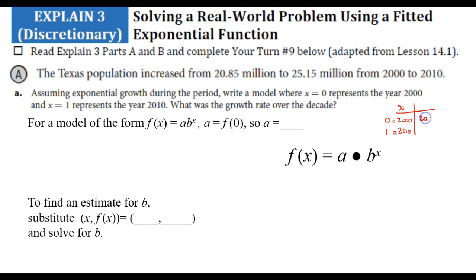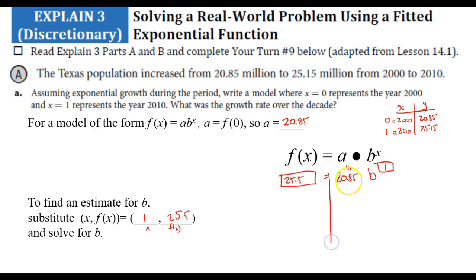And their populations were 20.85 million to 25.15 million. First thing we're going to do for this model, we'll see that it did start at about 20.85 million people. So we're going to plug that in for our A value because that's where it started. For our B value, we're going to write in about 1, since it is 1, and 25.5. We're going to plug that in for f of x and for x as well. So that would be 1 and 25.5.